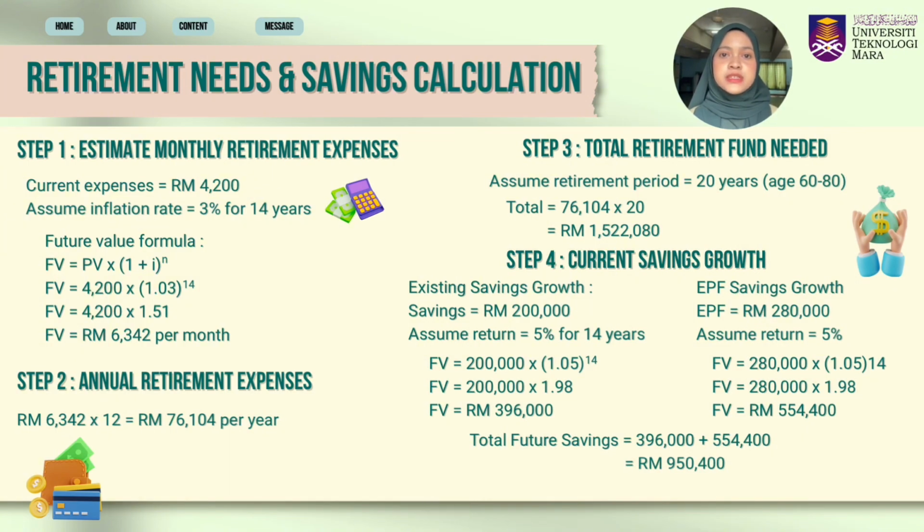60 to 80, which is approximately RM 1.52 million, highlighting the large amount required for financial stability. In step 4, we evaluate current saving with 200,000 in savings and 280,000 in EPF, growing at 5% over 14 years. The total future savings reach about 950,400, which is still below the required amount, showing a retirement shortfall.